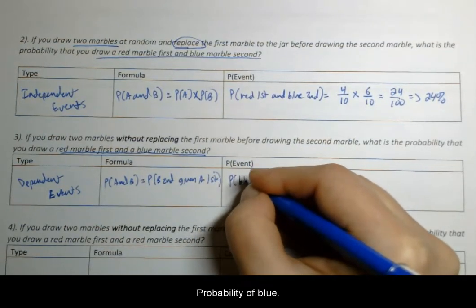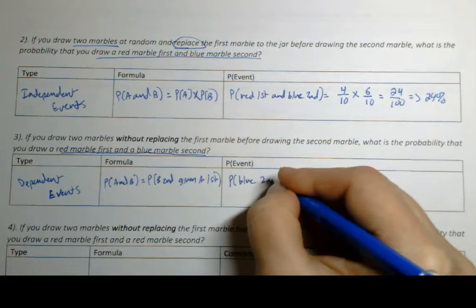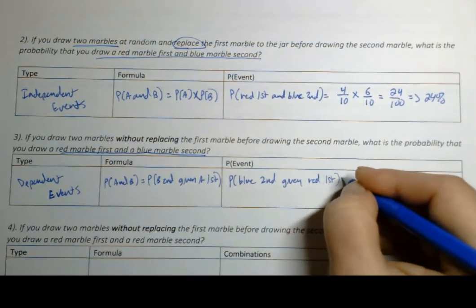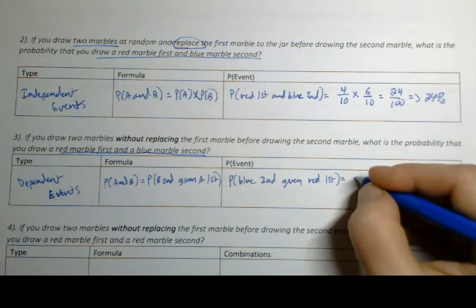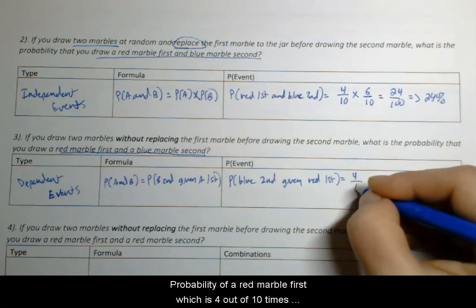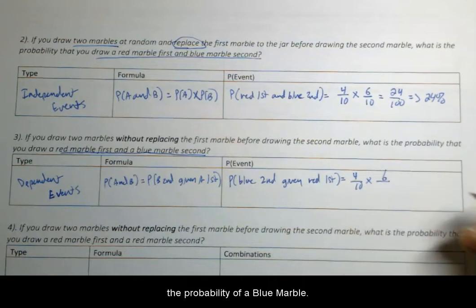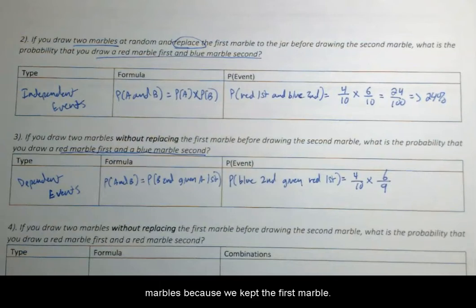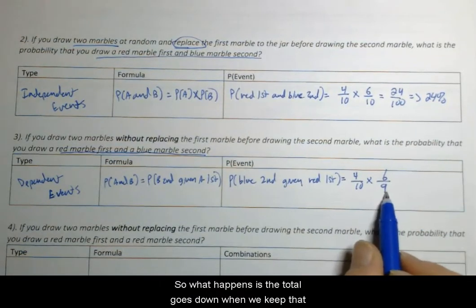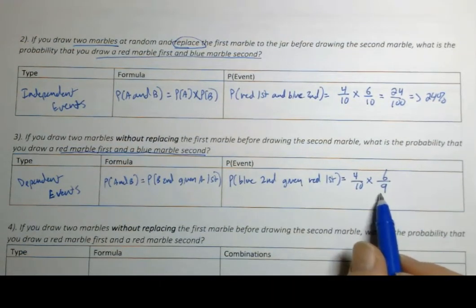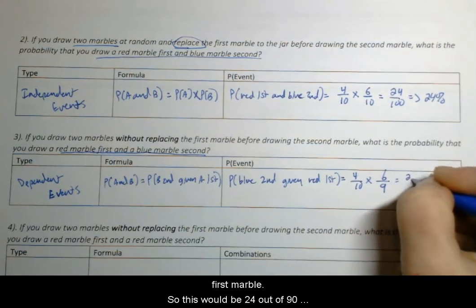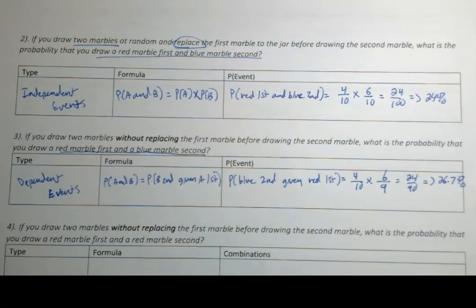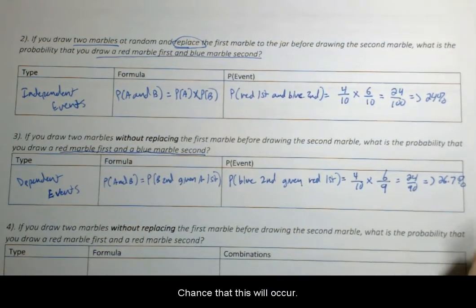Probability of blue second given red first would equal the probability of a red marble first, which is 4 out of 10, times the probability of a blue marble. There's 6 blue marbles, but it's now out of 9 marbles because we kept the first marble. So what happens is the total goes down when we keep that first marble. So this would be 24 out of 90, which corresponds to 26.7% chance that this will occur.